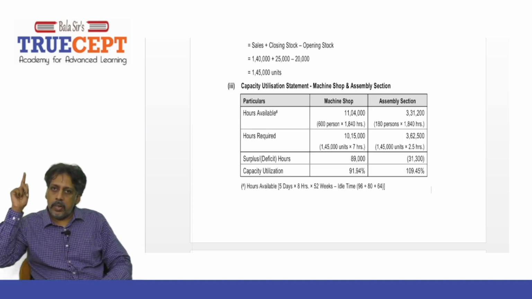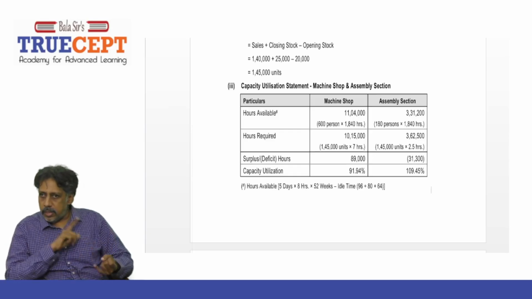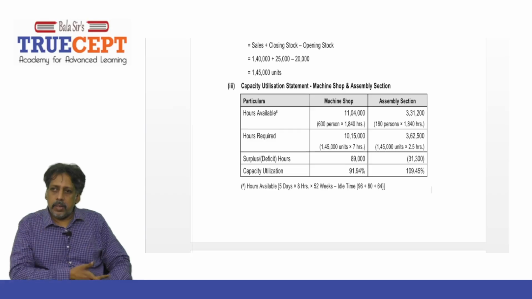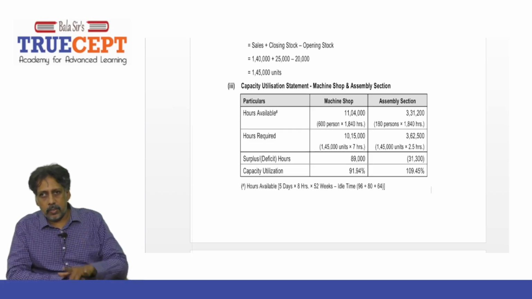In department 2, assembly, 180 employees are there, into 1840 hours, 3,31,200 hours. See, it doesn't matter which department. An employee is going to work for 1840 hours.